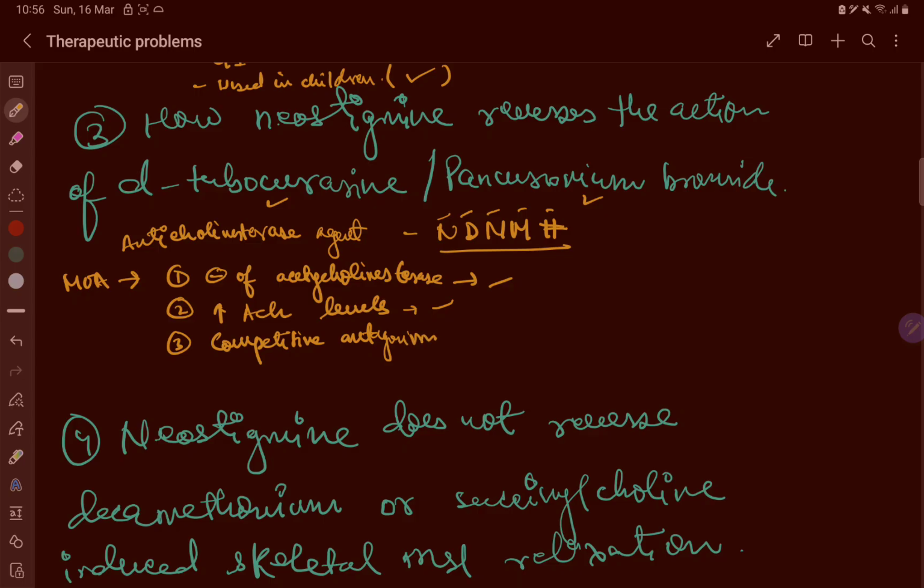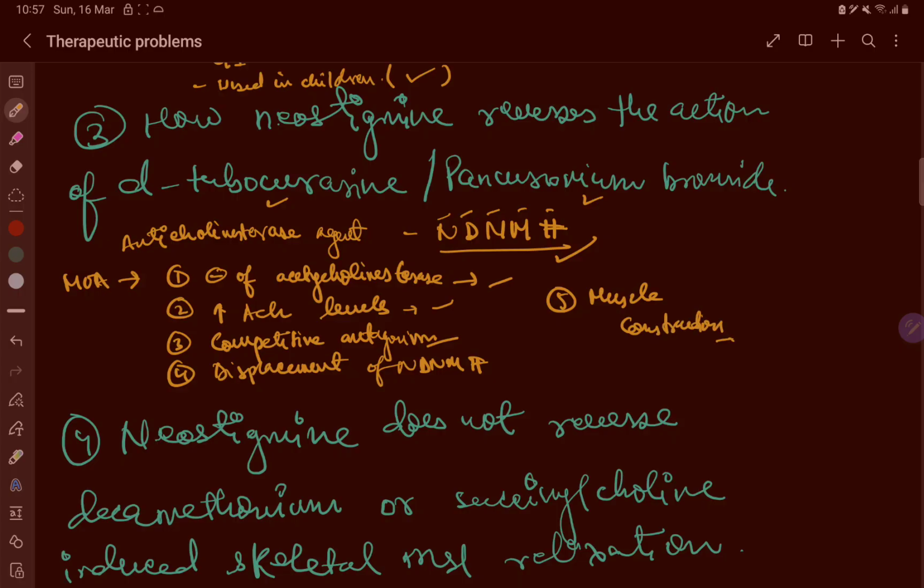The increased ACh competes with the non-depolarizing neuromuscular blocker, the NDMB. Okay, so it will compete with it at the neuromuscular junction. The fourth is the displacement. It can also cause displacement of the non-depolarizing neuromuscular blockers. And the fifth is muscle contraction.